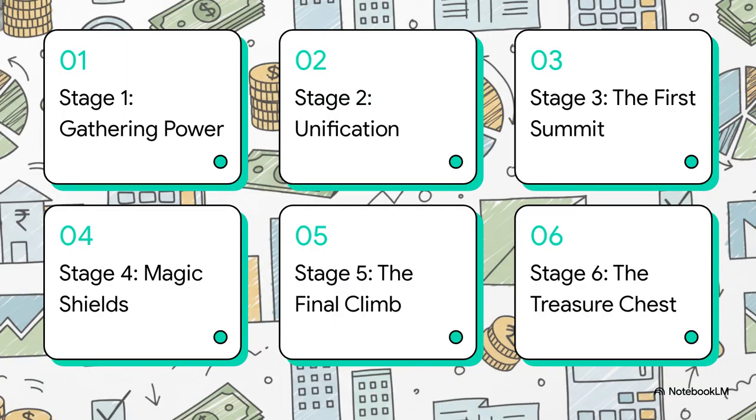All right, here's our official treasure map. We're going to start by gathering our power. That's our income. Then we'll unify it and do a little pruning. After that, we climb to the first major summit, gross total income. From there, we find some magic shields to protect our earnings, make that final climb to calculate the tax, and finally, we open the treasure chest. You ready for this? Let's go.